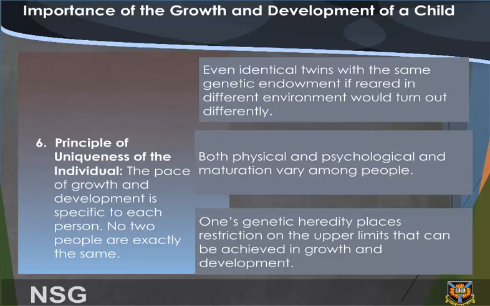Even identical twins with the same genetic endowment, if reared in different environments, would turn out differently. Both physical and psychological maturation vary among people. One's genetic heredity places restriction on the upper limit that can be achieved in growth and development.